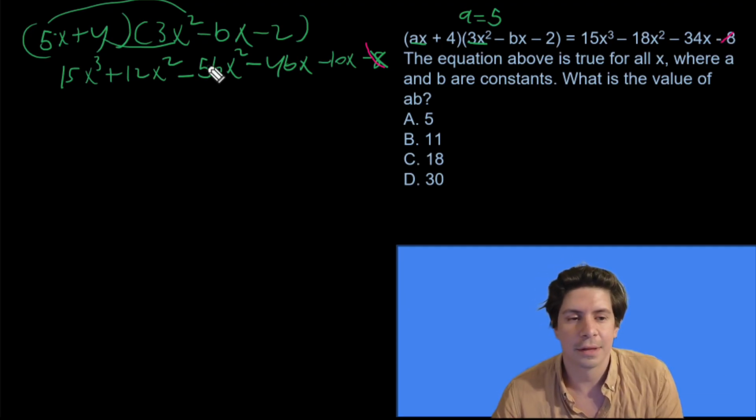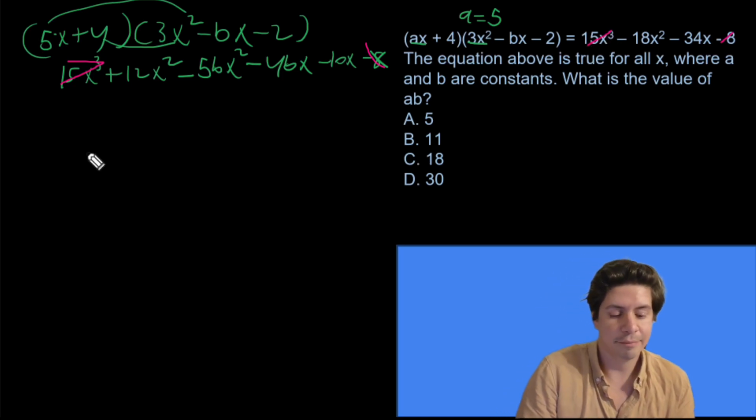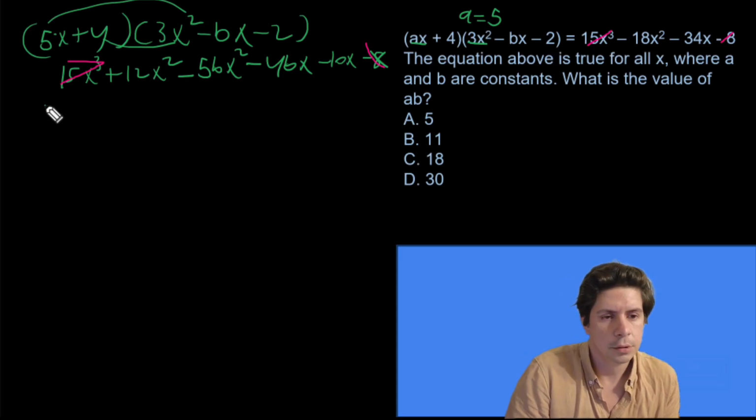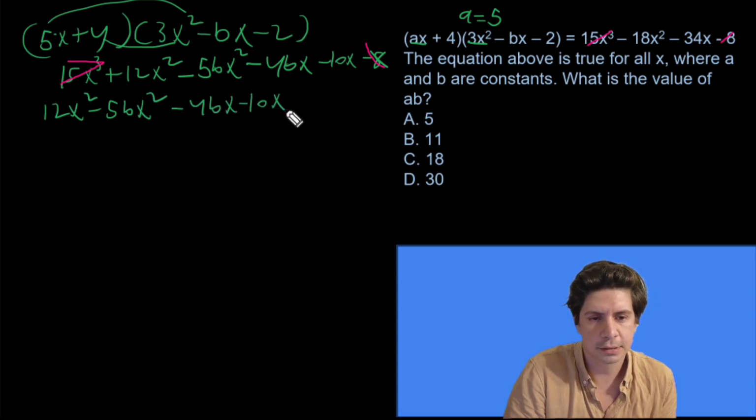Then the 15x cubed cancels with this 15x cubed. So what we're left with really, and then we can combine these parts here, right? So we can combine this, and this has to equal that and that. So we're going to have 12x squared minus 5bx squared minus 4bx minus 10x equals negative 18x squared minus 34x.